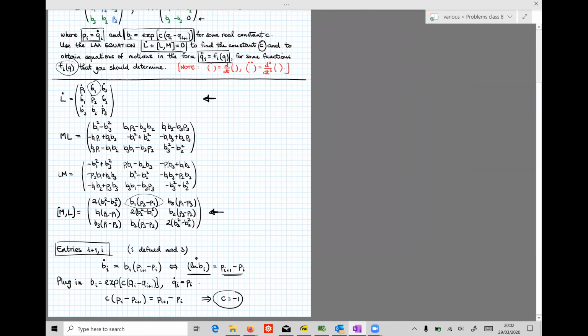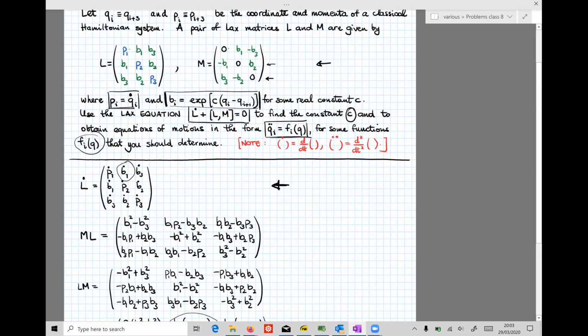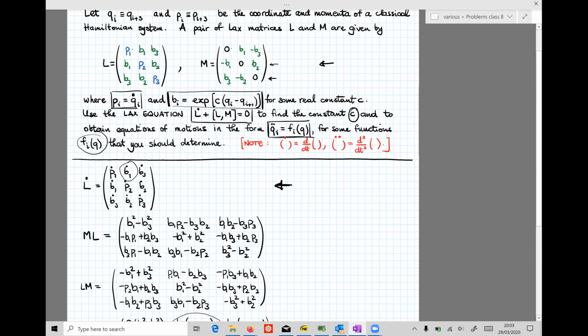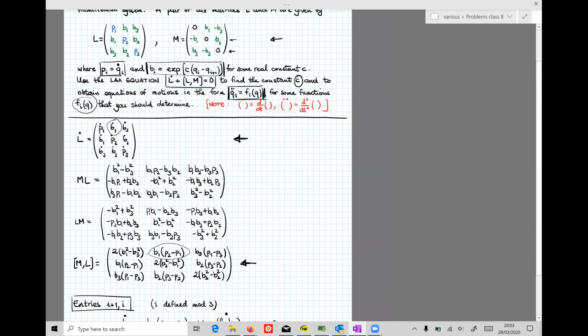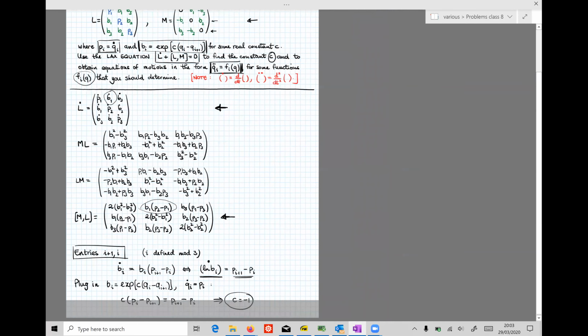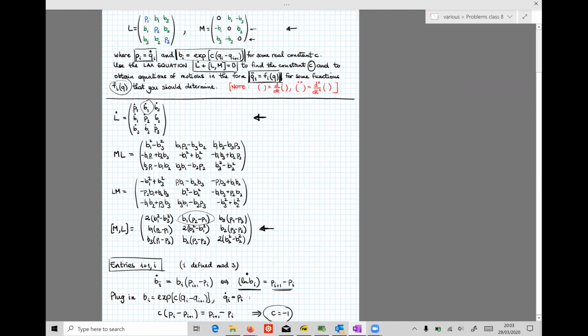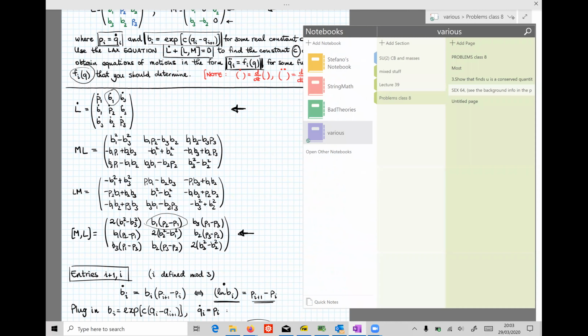And now finally we have to look at the diagonal terms to obtain equations of motion in this form here, which is just Newton's law. So let me do that in the next page. Next we look at entries (i, i), so diagonal entries.